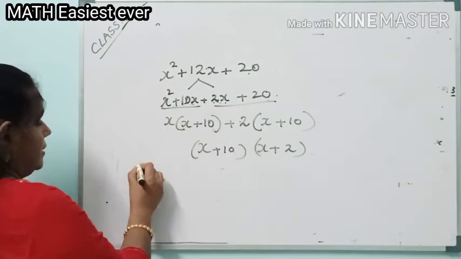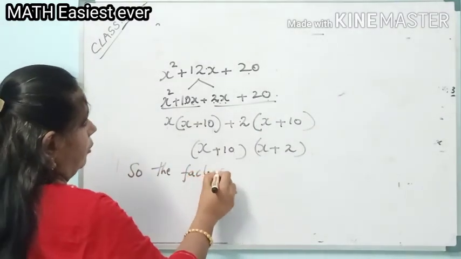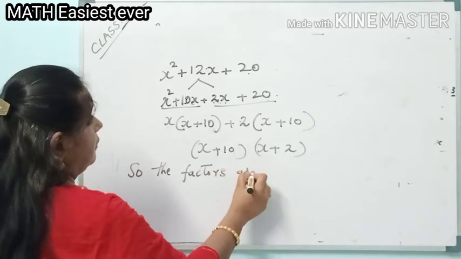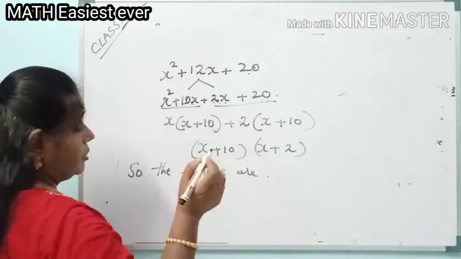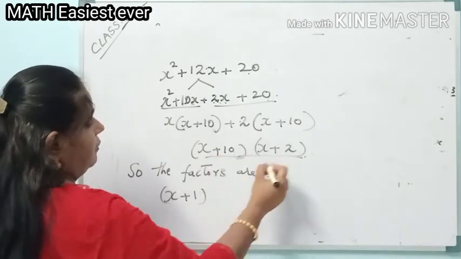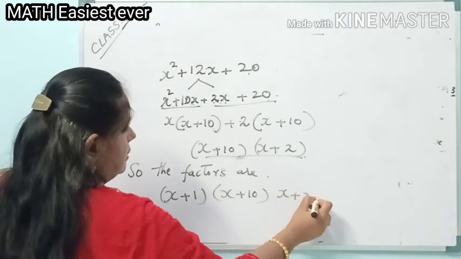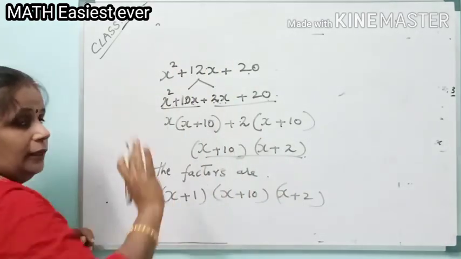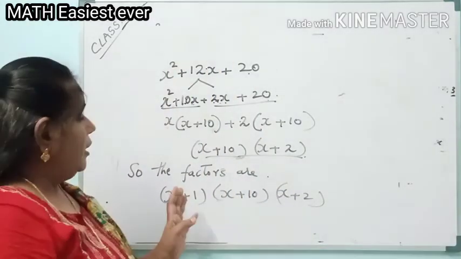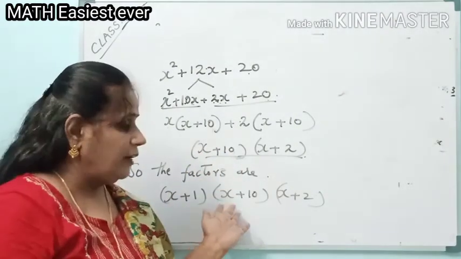So what are the factors of the cubic polynomial? First we got which factor? P of minus 1 was 0. So x plus 1 was a factor. Now we got these two factors, x plus 10 and x plus 2. In other words, if you multiply all these, you will get the cubic polynomial. So you have factorized that big cubic polynomial and arrived at the three factors.